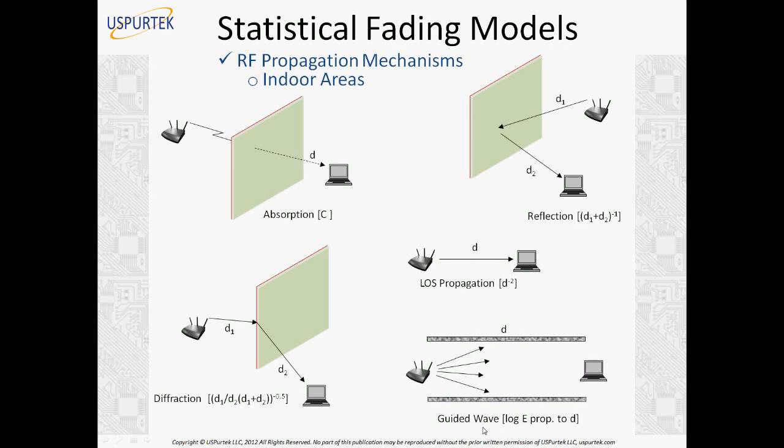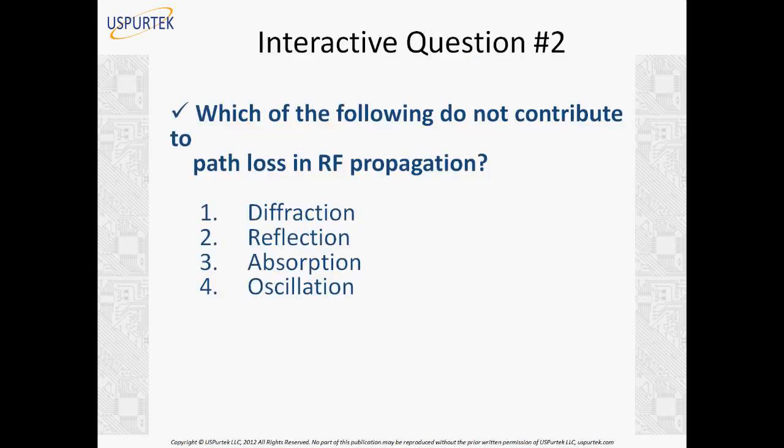In a corridor or a hallway or in a tunnel, you get this phenomenon of guided wave. So here the behavior is completely different. Log of E is proportional to D. Now E is the electric field intensity in volts per meter. That is the way it is depicted here. Okay, so we learned how for different cell sizes the mechanisms are slightly different. And so when we are doing our link budget analysis or studying the behavior of communication in a particular cell size, we have to keep in mind all these different mechanisms.